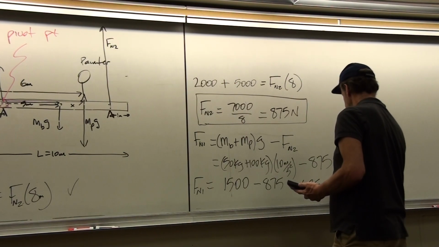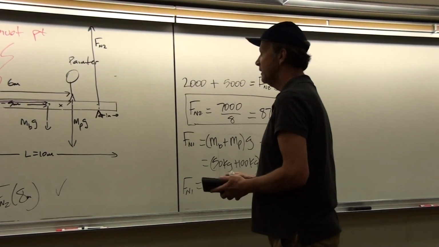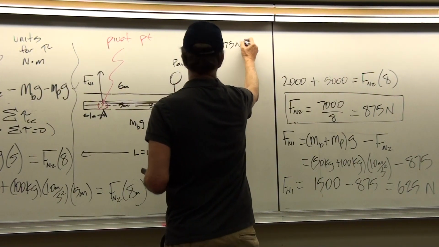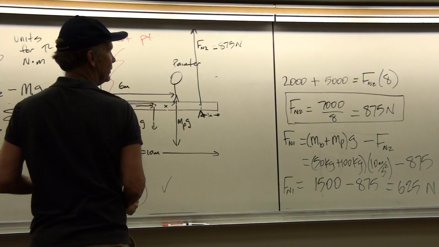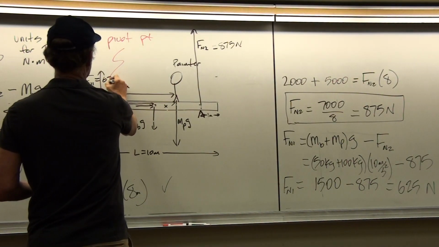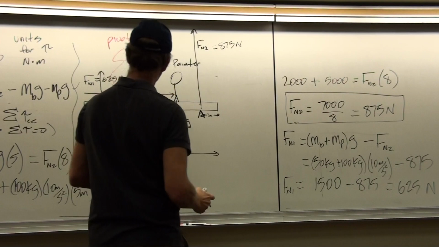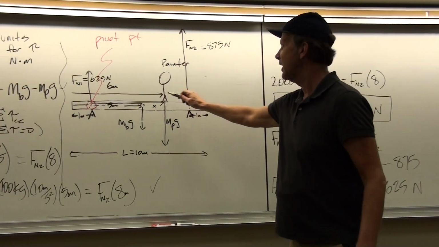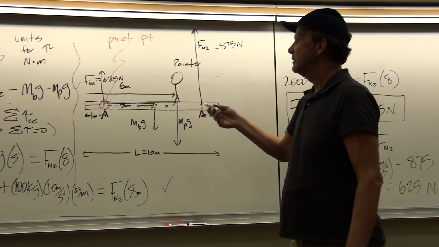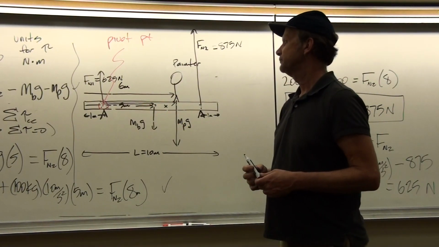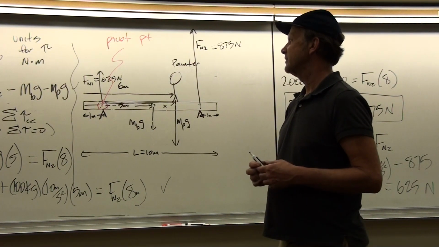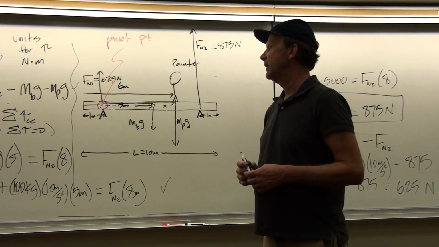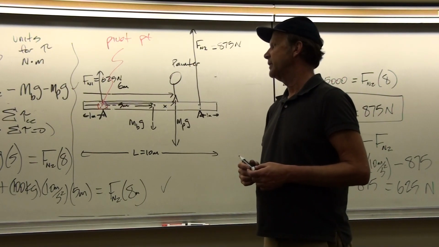So is that a reasonable result? I think so. This gives us F normal 2 being bigger, 875 newtons. F normal 1 being smaller, equaling 625 newtons. And so that's the way that we would handle a problem like this by using our basic definitions of center of mass, and also by an intelligent choice of where to put our pivot point.